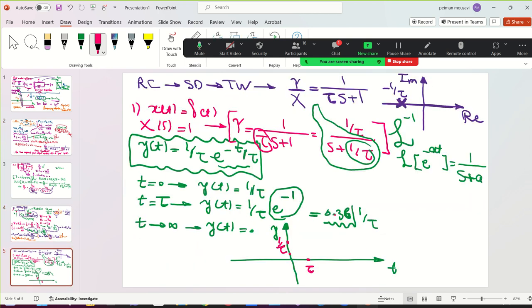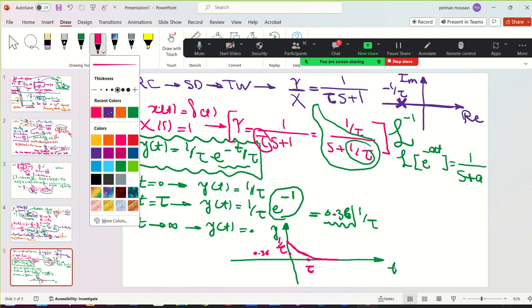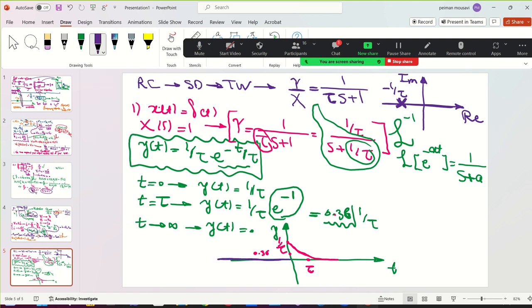So here we go. This is 0.36. Here you are at tau. We reached it, and it goes to 0. What was the input to the system? Impulse. You see that at tau it reaches 63% of 0. You understand what I have done? Yes, everybody?